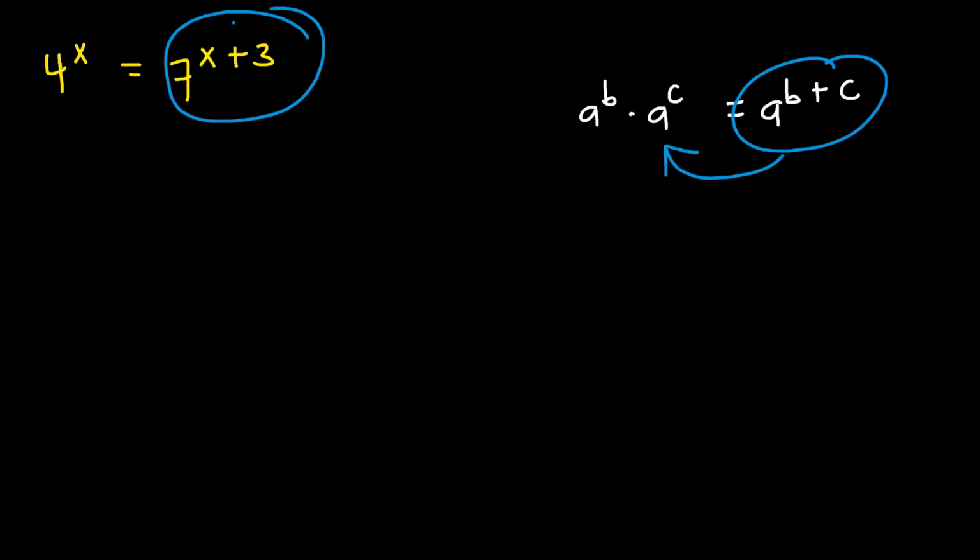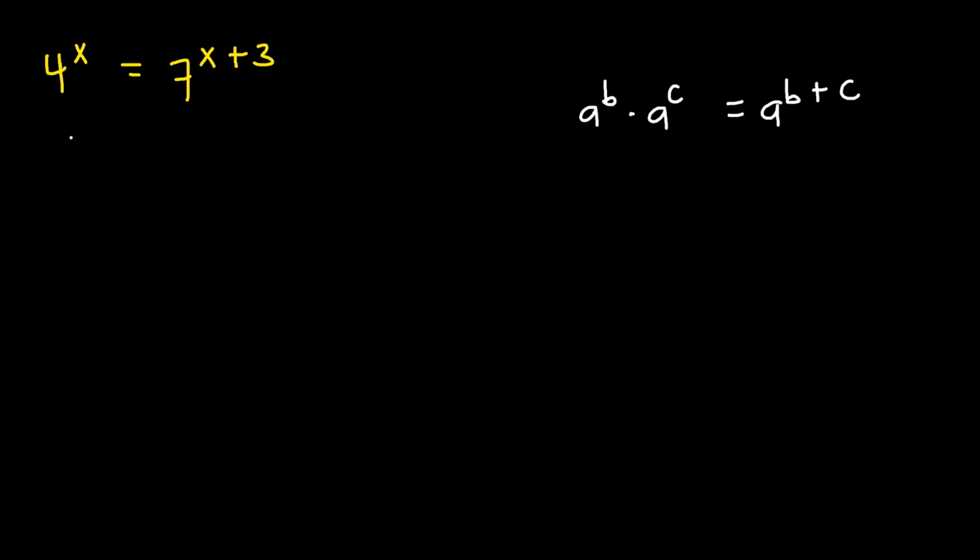So we shall express this in the same way. This will give us 4 to the power of x equaling 7 to the power of x times 7 to the power of 3. And at this point, let's divide through by 7 to the power of x. This will cancel with that.